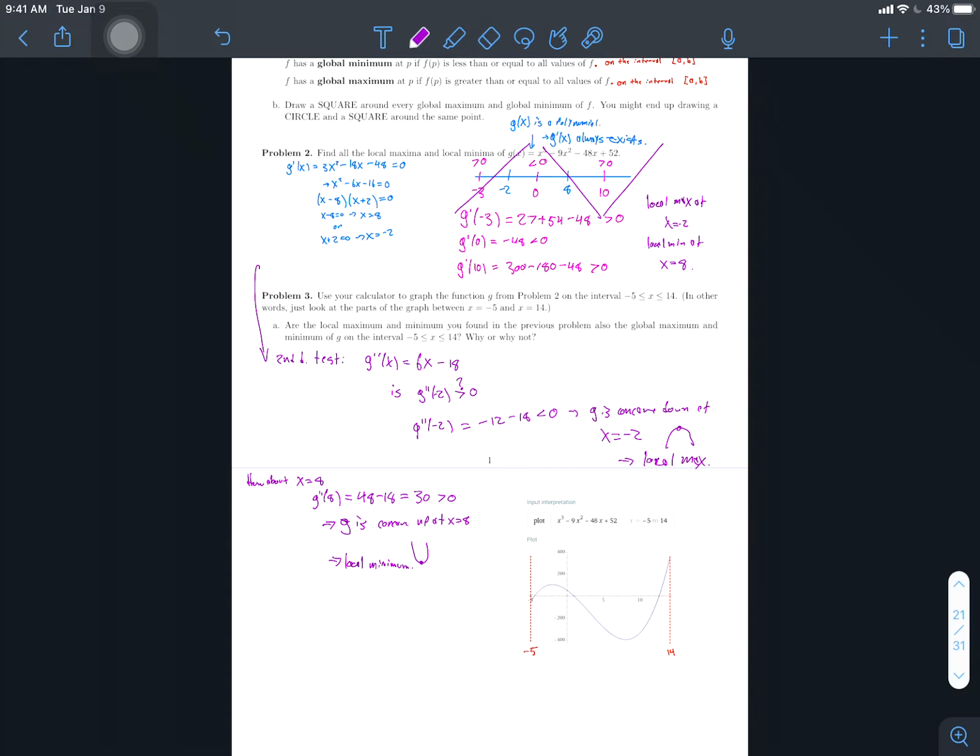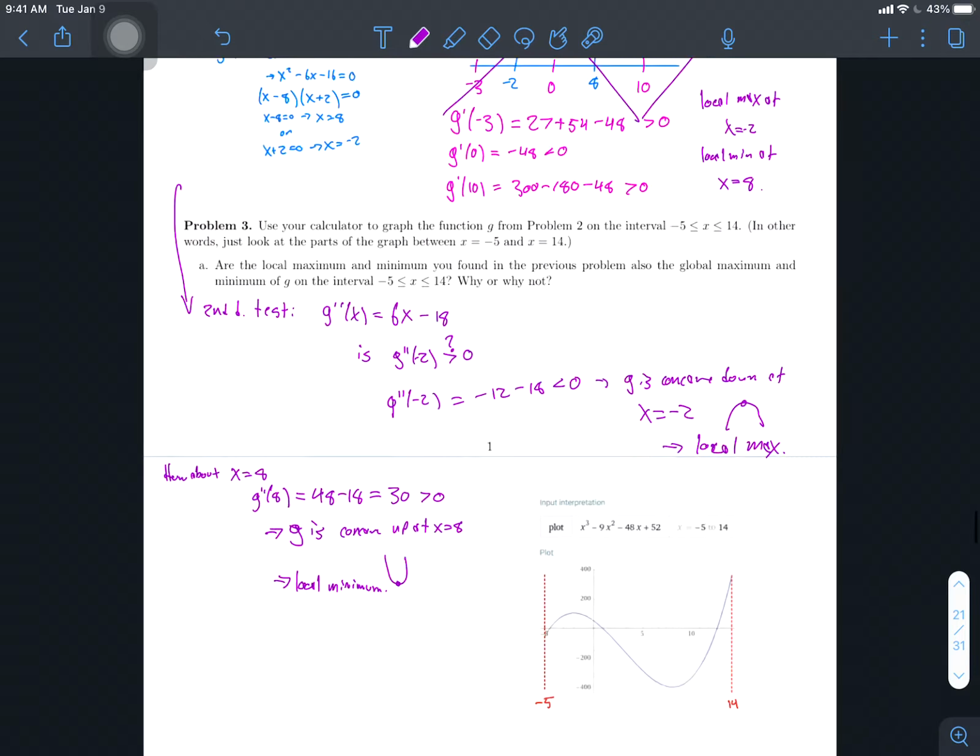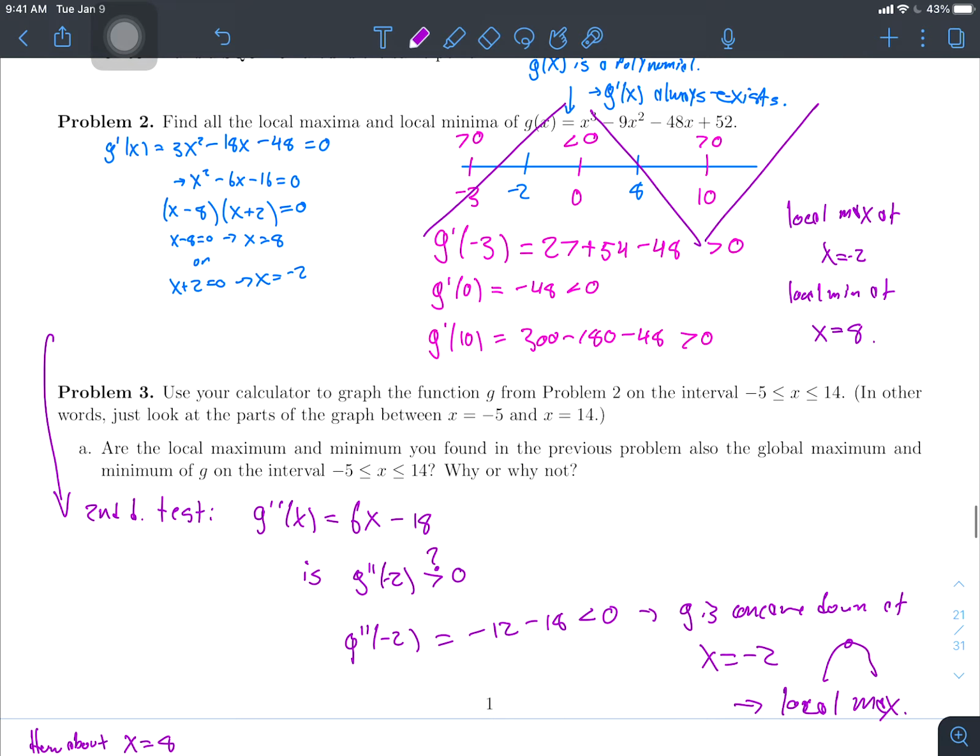Yeah? Where does 6x minus 18 come from? So 6x minus 18 is the second derivative of g. The original function was x cubed minus 9x squared minus 48x, right? So I took its derivative and I got 3x squared minus 18x minus 48. And if I take the derivative of that function, then I get g double prime, which is 6x minus 18.